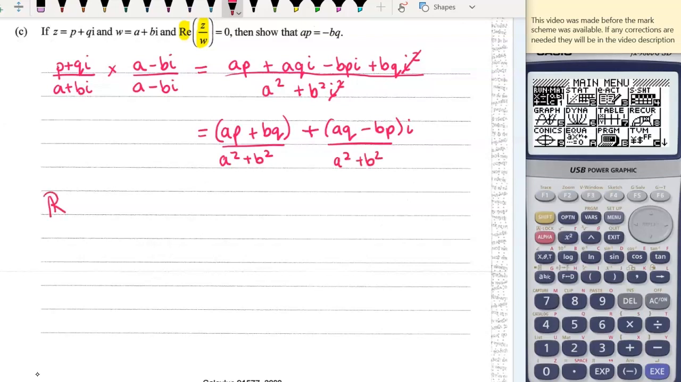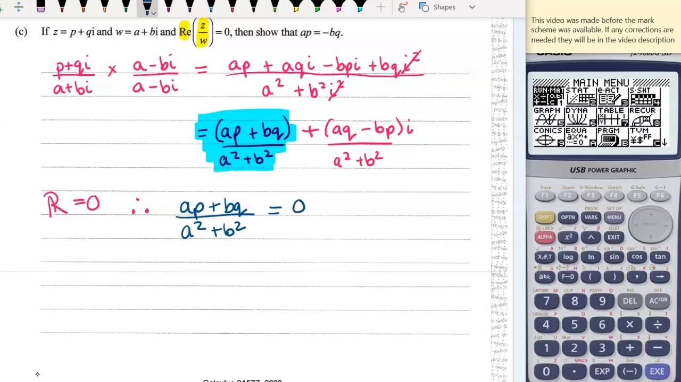So the real part of this is equal to 0. So therefore, this portion here, that's the real part, that will equal 0. So we have ap plus bq over a squared plus b squared is equal to 0. So therefore ap plus bq is equal to 0. So ap is equal to minus bq. And that's what we wanted.